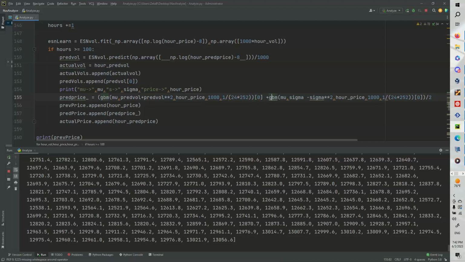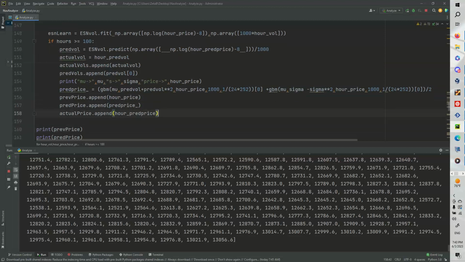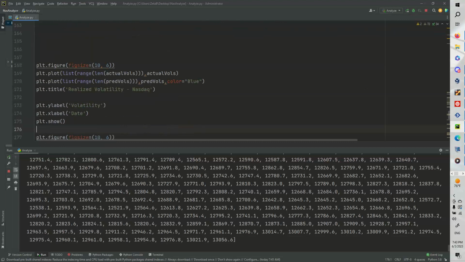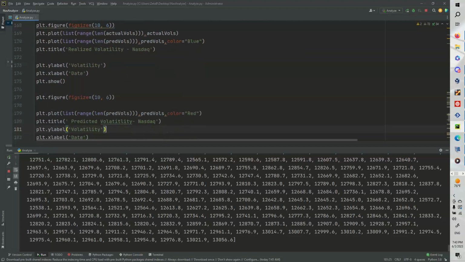And we're going to add another GBM, where we do the mu, the sigma, we minus the sigma squared, we do the hour price, 1,000, same time frame. Then we're going to add these two GBMs together and divide by 2. And we just keep track of these. We keep track of the prediction, how good it is, all that stuff, by appending to lists. And then we come down here and we just take care of our plotting.